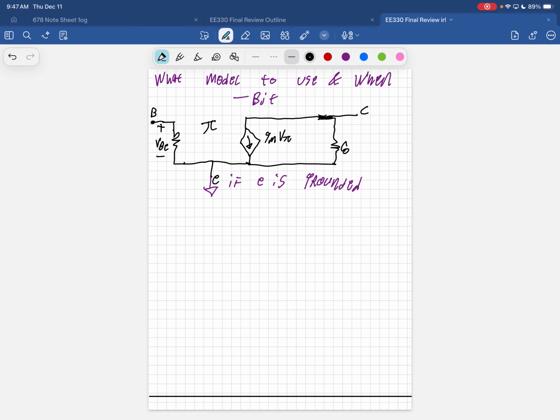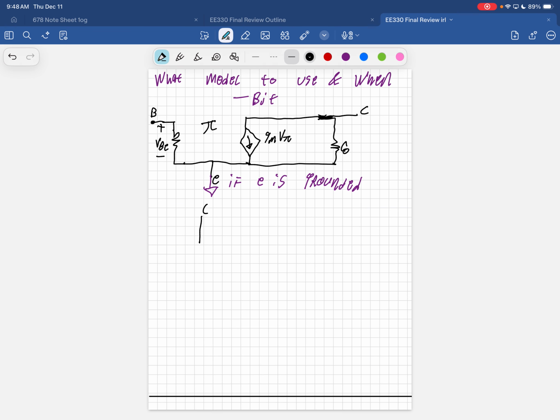Cool. And then the other model, I think, is more useful for your exam. Again, don't quote me on that. For that model, isn't that supposed to be VBE? G times VBE is the current going through it? I think you're right.